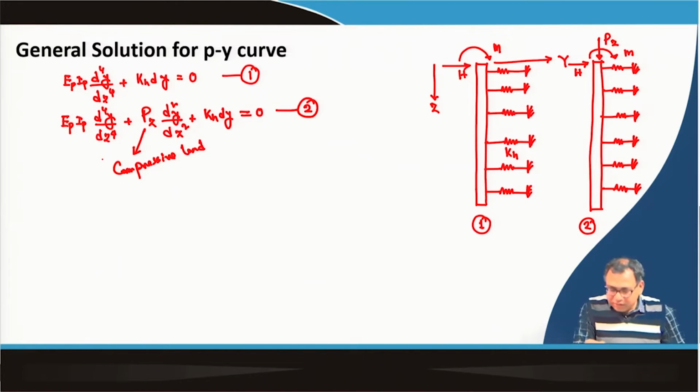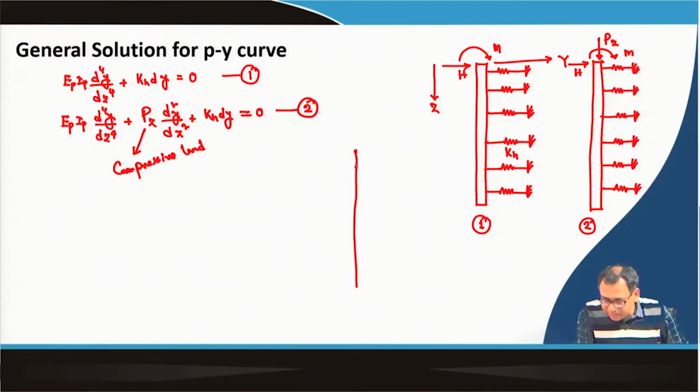Now, how will we solve this equation? For the solution, we will again solve this equation by the finite difference technique. When we talk about the finite difference technique, we have to divide this pile into a number of node points. So, suppose this is the pile and we apply a number of node points. This is node number 1, 2, 3, and similarly this is n minus 1.